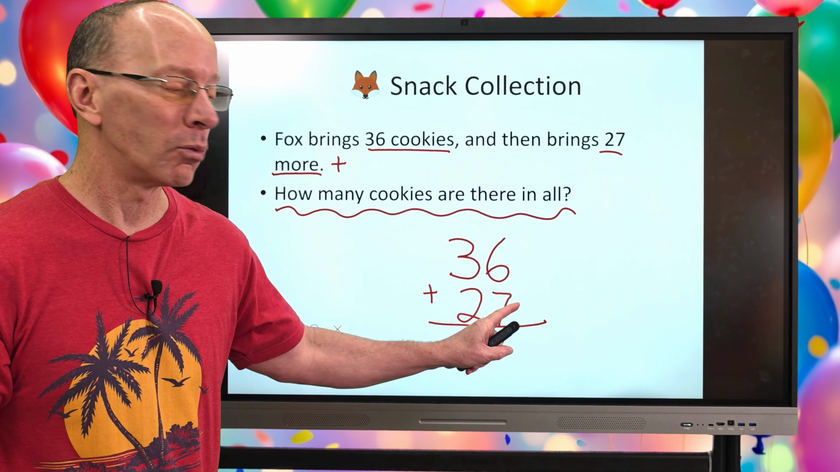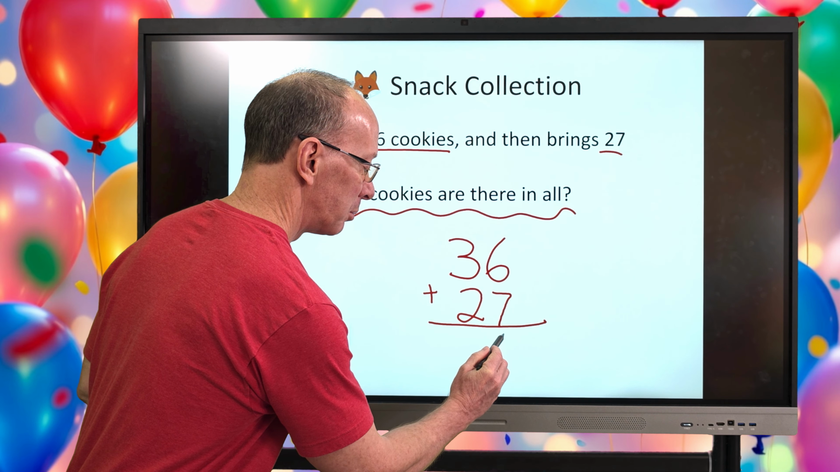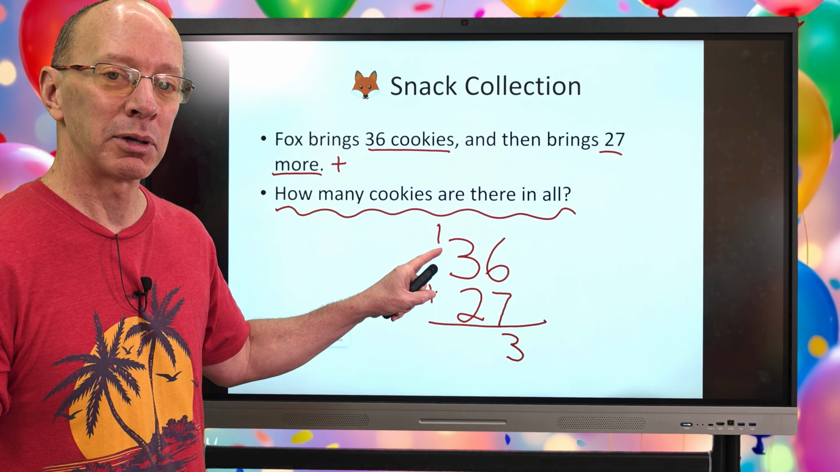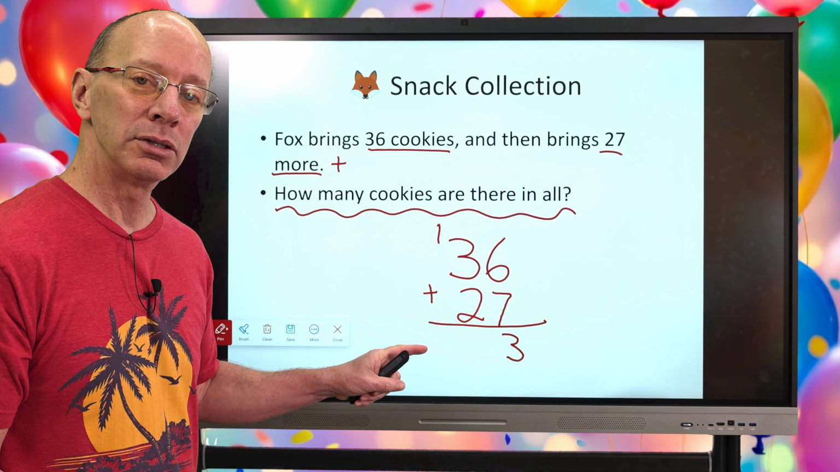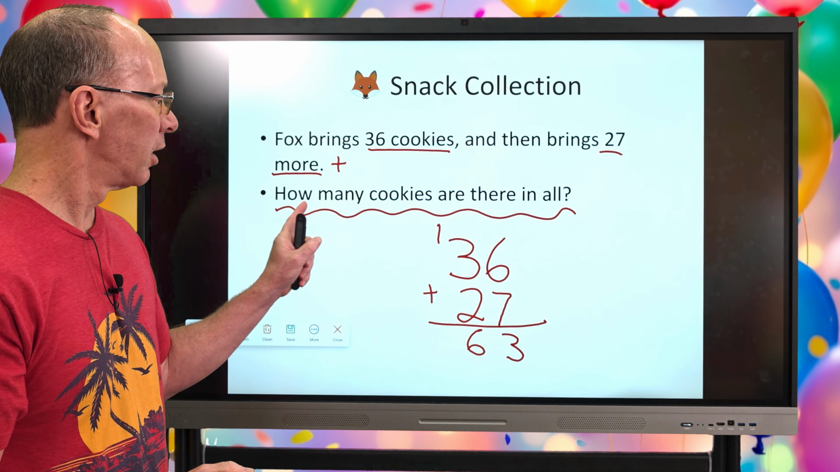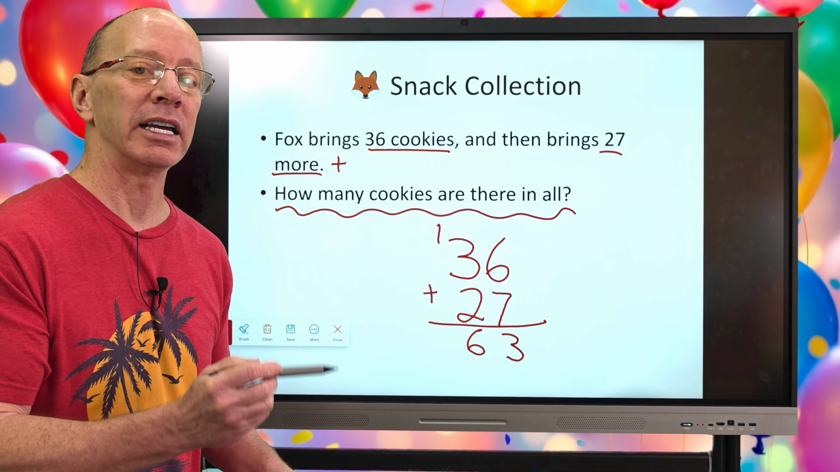And again, we're going to add the ones up. 6 plus 7 equals 13. So let's go ahead and put the 3 right here. Carry that 1 and then add the tens. 3 plus 1 equals 4 plus the 2 equals 6. Here's our answer. How many cookies are there in all? There are 63 cookies in all.